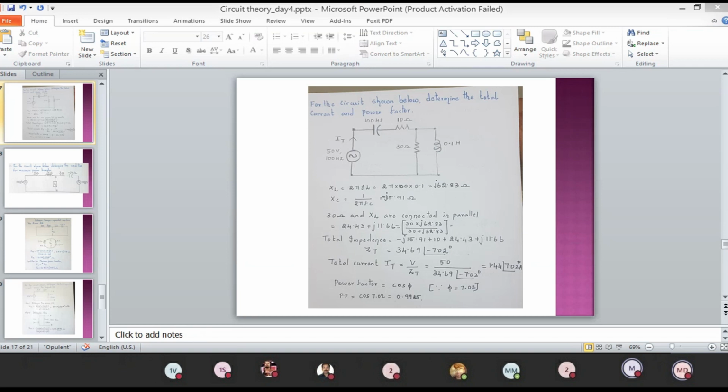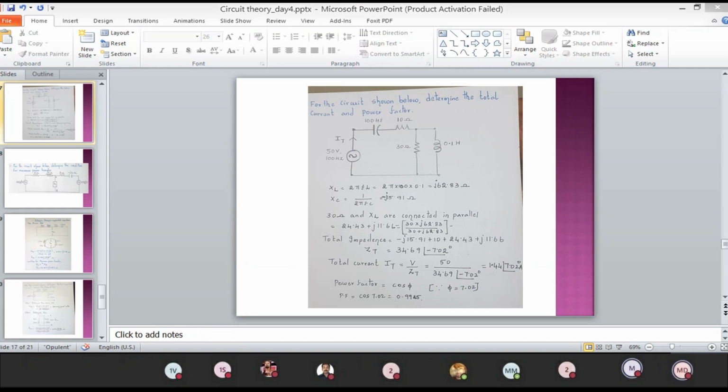You can notice that the 30 ohm and XL are connected in parallel, so you have to convert to an equivalent value. Now the total impedance is: add the XC parameter with the 10 ohm. Convert to polar, that is minus j15.91 plus 10 plus 24.43 plus j11.66. So ZT is 34.69, angle of minus 7.02.